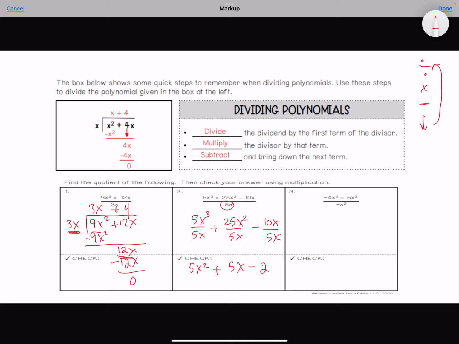That only works if you're dividing by a monomial. So for number 3, if I'm dividing by a monomial, I'm going to break it apart. Negative divided by a negative is positive, so I'm going to have 4x. And positive divided by a negative is negative, minus 5. And again, you can always go through and review the video I sent last week about multiplying to check to see if you get the same answer.